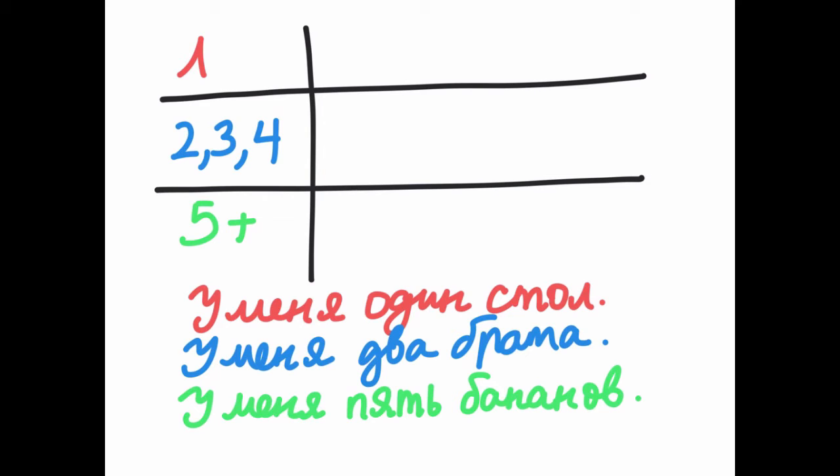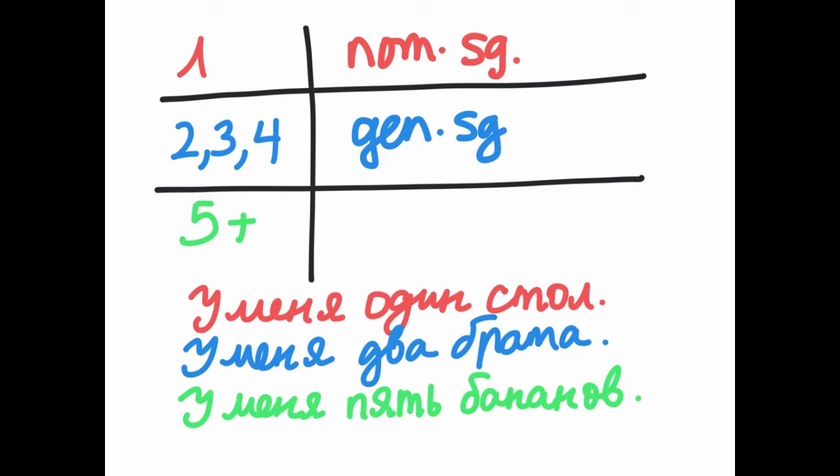So take a second and see if you can figure out the rule. We have 3 examples here that could help. Can you figure out what case is going in each of these categories? У меня 1 стол. This is just the regular nominative singular. У меня 2 брата. Ending, masculine. This is the genitive singular. And how about у меня 5 бананов? Of is an easier one to identify, isn't it? What ending could of be? It's genitive plural.